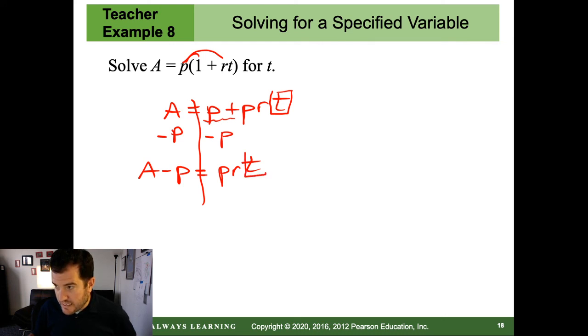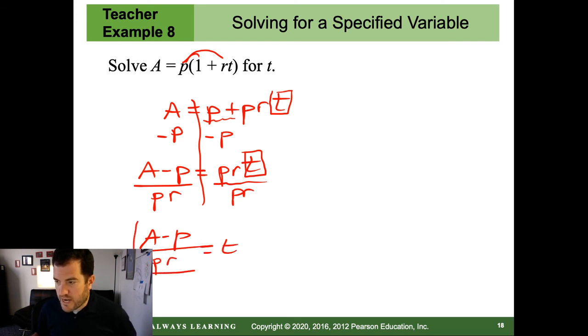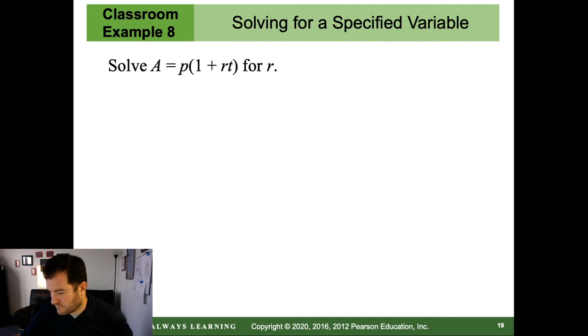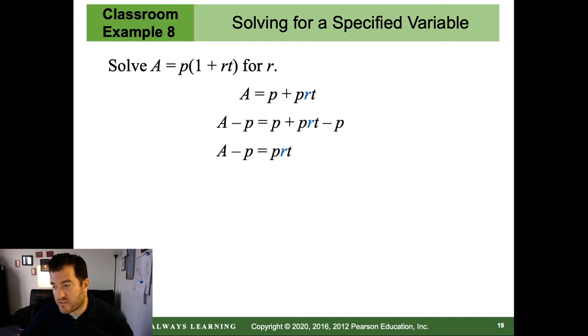Solving for T, again, you get your cluster here. Divide by everything not in the cluster that you don't want to keep. So I think we get A minus P over PR is equal to T. Go ahead and solve that for R. First step, distribute. Same thing, subtract P from both sides. This time you're left with that. You're trying to solve for R. Divide both sides by PT, and that's your final answer.